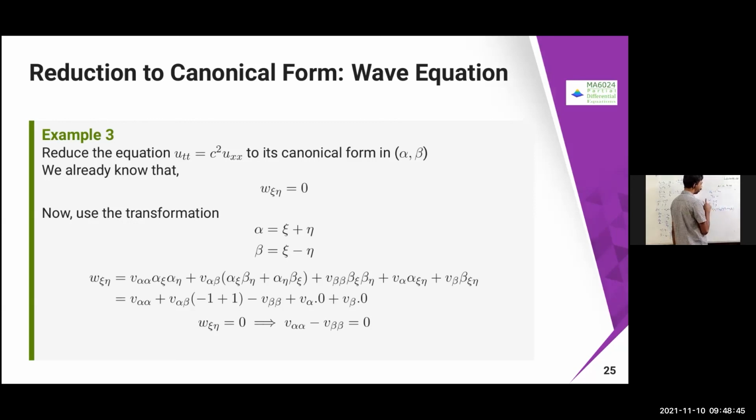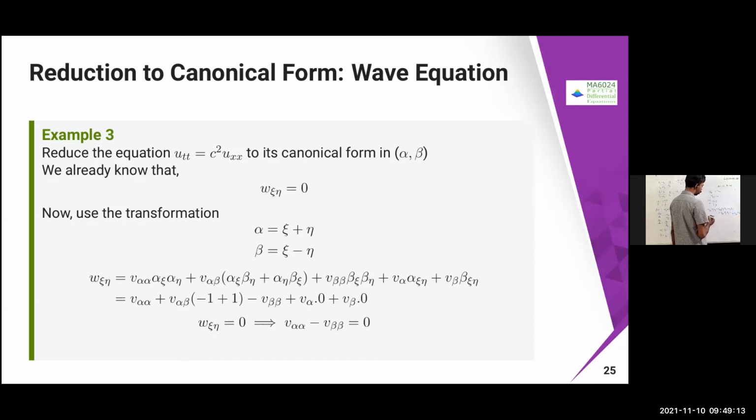Another transformation. From x to chi was obtained in the previous problem. From chi to alpha, I'm obtaining the new problem. Then v beta beta into alpha chi beta chi, plus v alpha into alpha chi eta is going to come, plus v beta into beta chi eta is going to come.